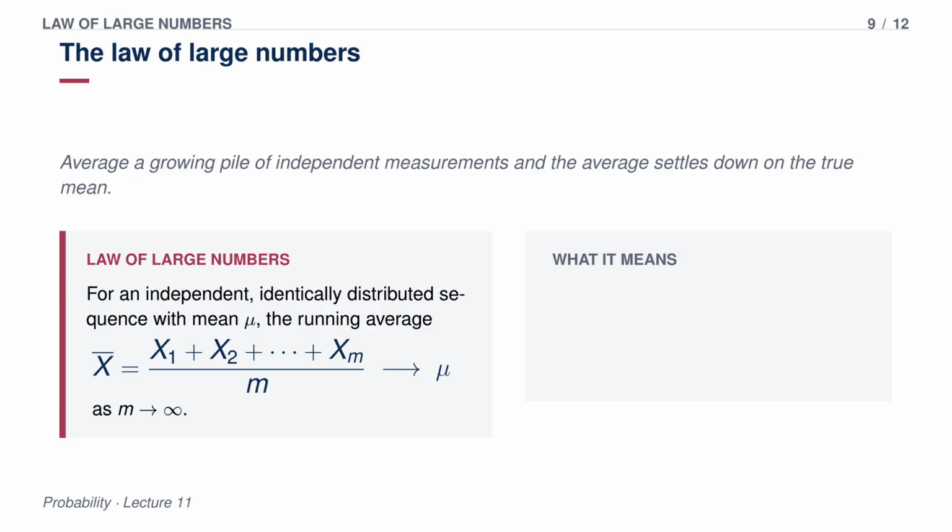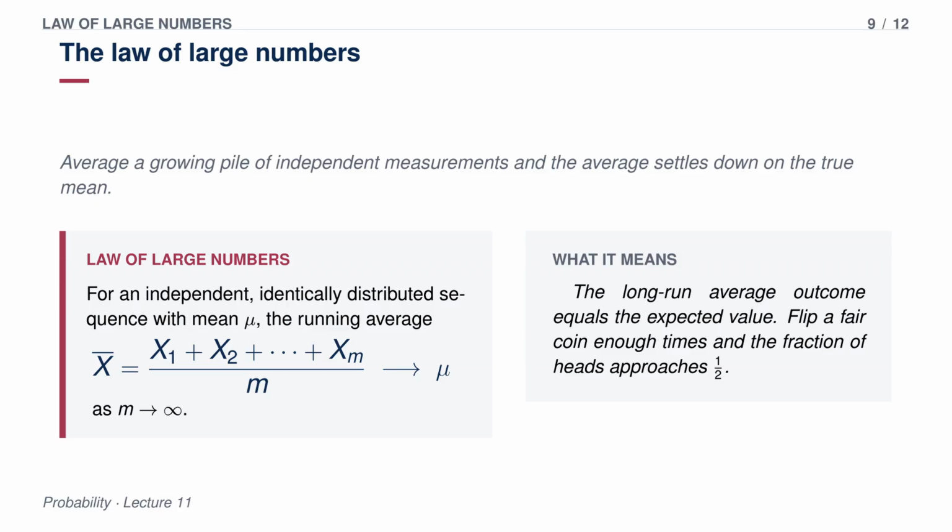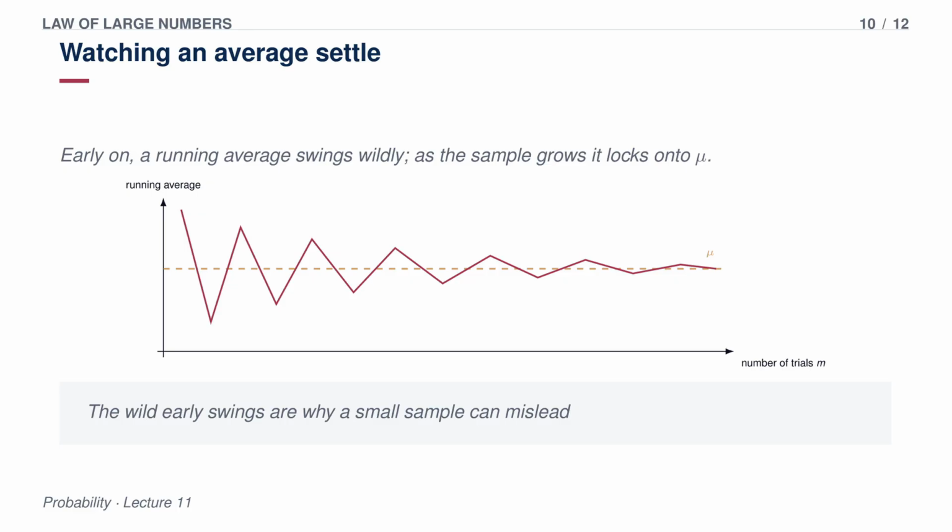And it's a statement about the limit. As m goes to infinity, the average converges to mu. In plain words, the long-run average outcome equals the expected value. Flip a fair coin enough times, and the fraction of heads creeps toward 1/2. Not because the coin owes you, but just because the average of more and more flips gets pulled toward its center.